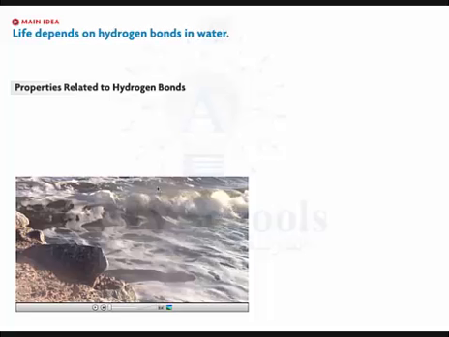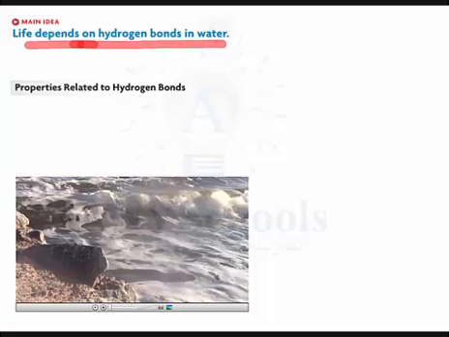Hi, welcome back for this session where we will be looking at how life depends on water. So we will be looking at how life depends on hydrogen bonds in water.